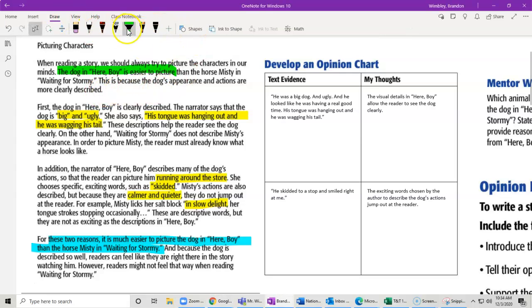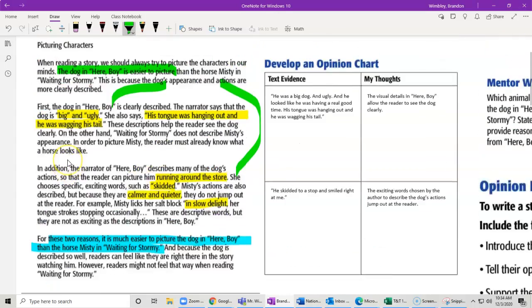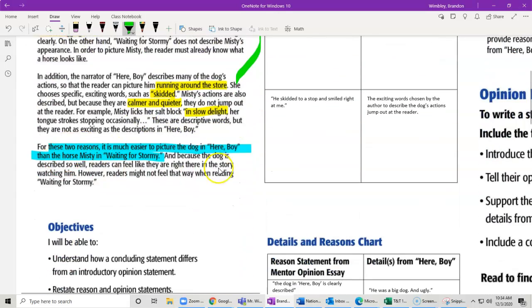And you then see, based on that, that we have it here for that first paragraph and here for the second paragraph. At the end of my essay, I place a conclusion paragraph. So let me read our conclusion paragraph for us, this blue part right here. For these reasons, it is much easier to picture the dog in Here Boy than the horse Misty in Waiting for Stormy. And because the dog is described so well, readers can feel like they are right there in the story watching him. However, readers might not feel that way when reading Waiting for Stormy.